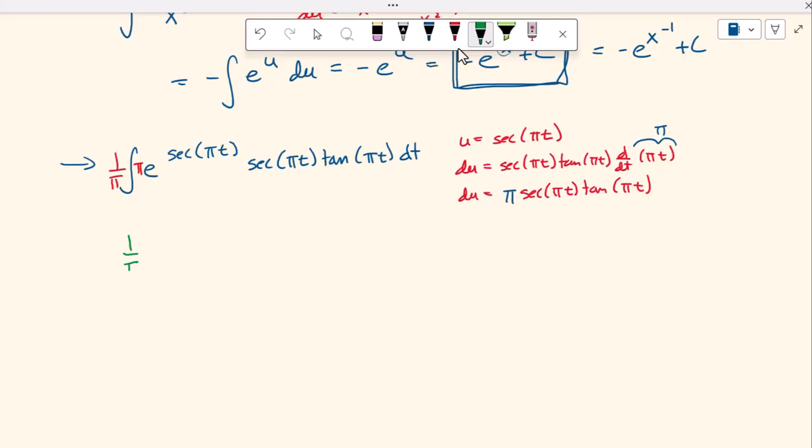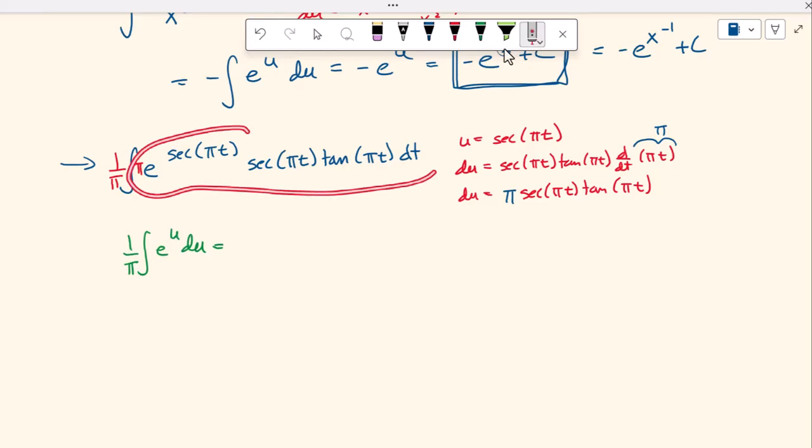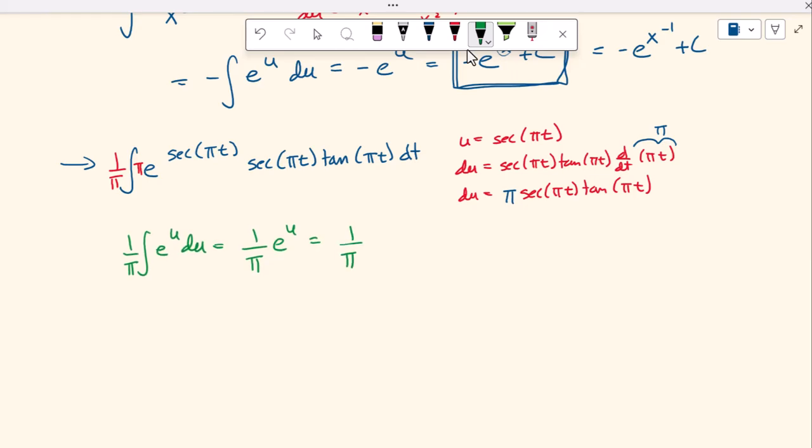So let's look at 1 over pi. And then this is going to be e to the u du. Wow. Doesn't that look a lot nicer? All of this replaced by just this. And of course, once I have that, the integral of e to the u is e to the u. In this case, u is equal to secant pi t plus c, my constant of integration. That was a good one. That was a good one to end on. I'm only sorry that I didn't put limits of integration on that, because that would be fun to evaluate.